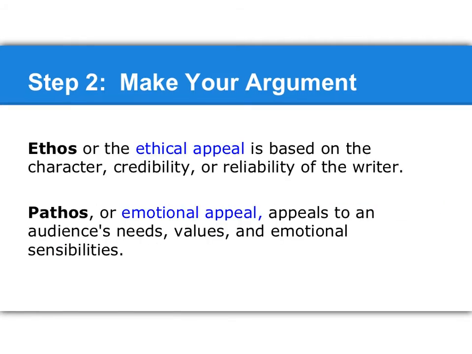The next type of argument you might use is ethos, or the ethical appeal, and it's based on the character, credibility, or reliability of the writer. And the last form of argument that you might use is pathos, or emotional appeal, and this appeals to an audience's needs, values, and emotional sensibilities.